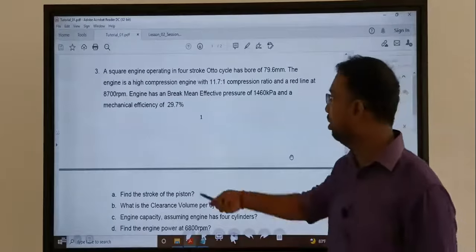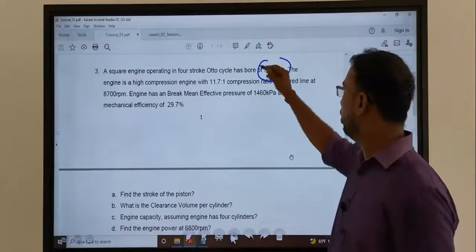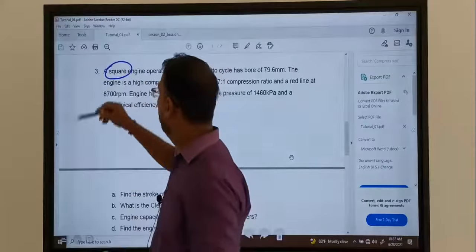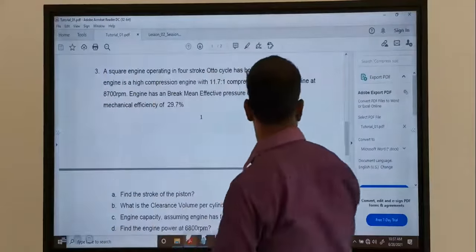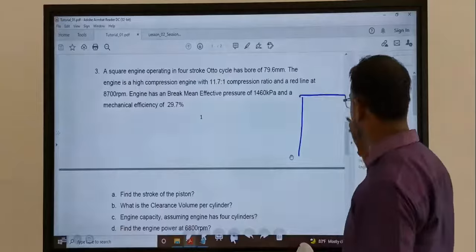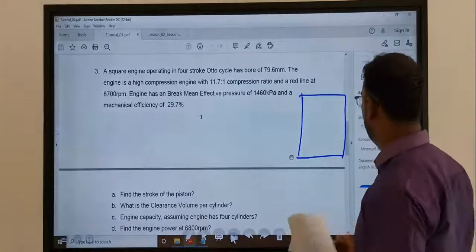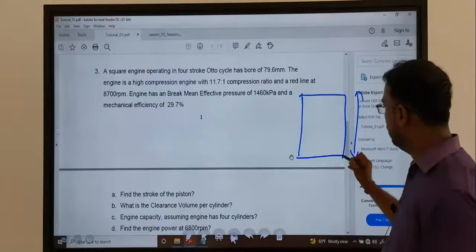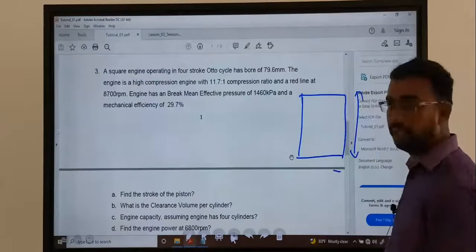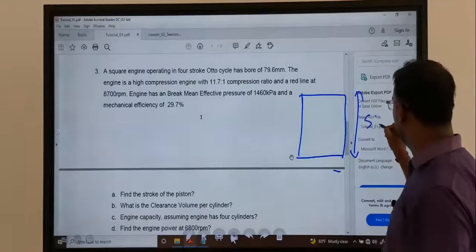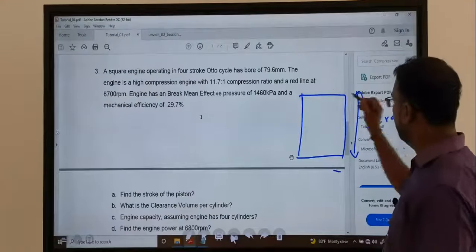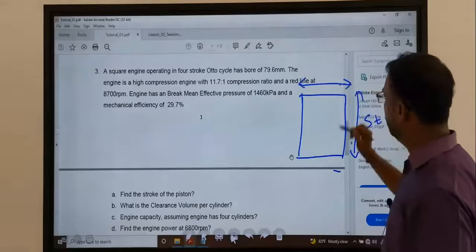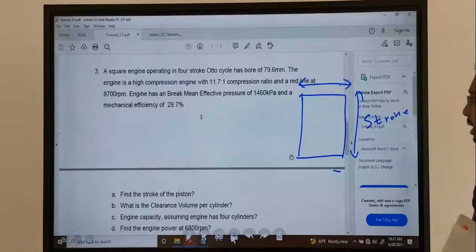So we have to find the stroke, but here they only give the bore value. But you can see the words here, a square engine. What is a square engine? For example, a cylinder. Square means, this is the stroke volume, the piston can move from here to here. This is the stroke, and here the diameter of the cylinder.